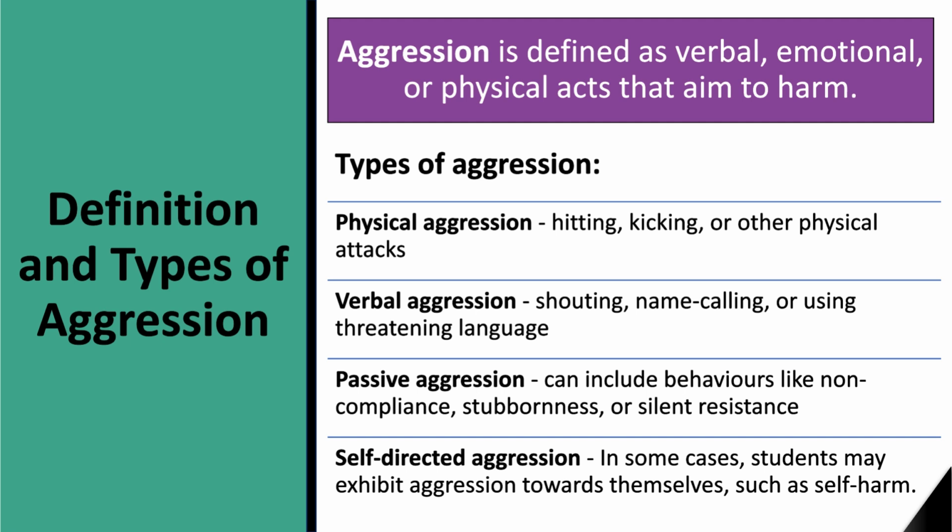Passive aggression is more subtle. It can include behaviours like non-compliance, stubbornness, or silent resistance, such as ignoring instructions or pretending not to see or hear the person speaking to them. Finally, there is self-directed aggression. In some cases, students may exhibit aggression towards themselves, such as self-harm. Understanding these different manifestations of aggression should help educators tailor their responses to each situation more effectively.